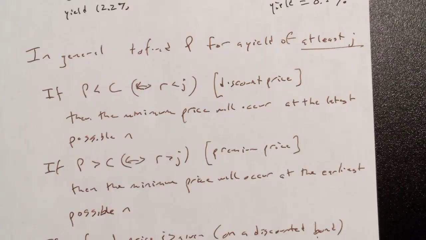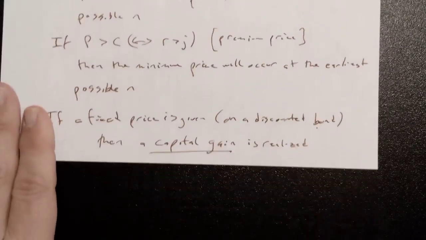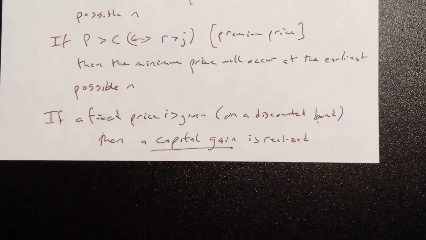Then what happens at the end is I get more than I put in. That's a capital gain. So when we talk about capital gains tax, this is the same idea of what we're talking about. And that means the sooner we get it, the higher the yield.